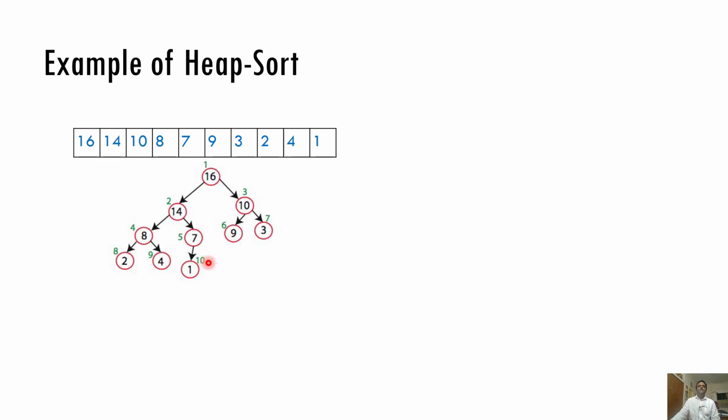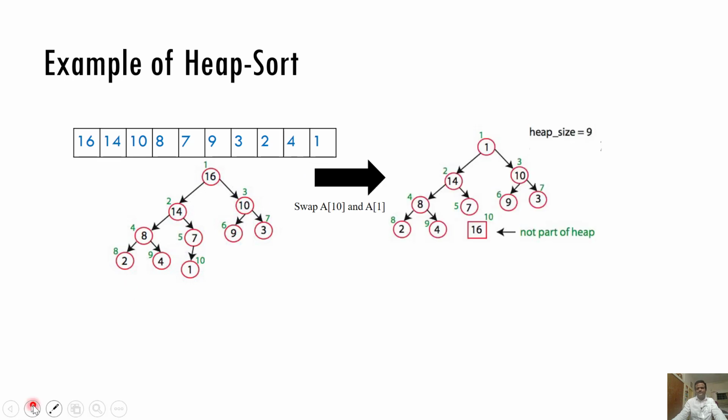Now we have to apply build max heap on this to get a max heap array, because input could be anything. We have no control over the input, so we cannot assume that the input is a max heap. So we have to run build max heap. If you run build max heap on this, we get this one. We took the example as a build max heap. Otherwise we have to run build max heap on the given array, and anyway we have to run it.